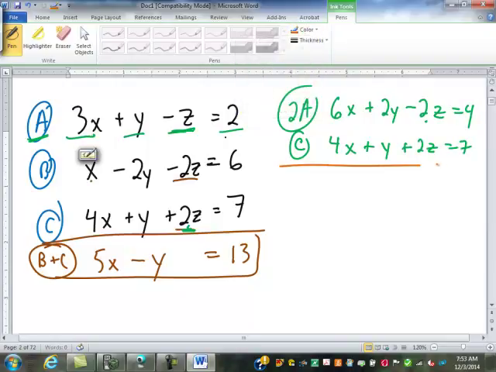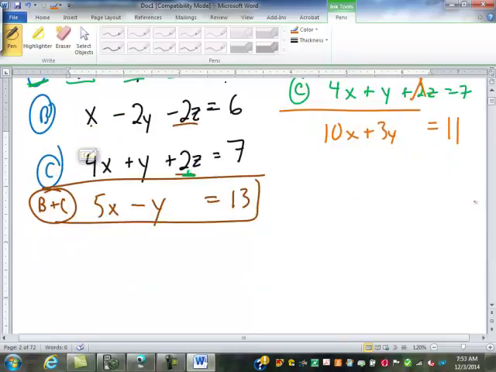And let's add them. 6x and 4x, 10x. 2y and y, 3y. Negative 2z and positive 2z cancel out. And 4 and 7, 11. So let's bring that down here. 10x plus 3y equals 11.